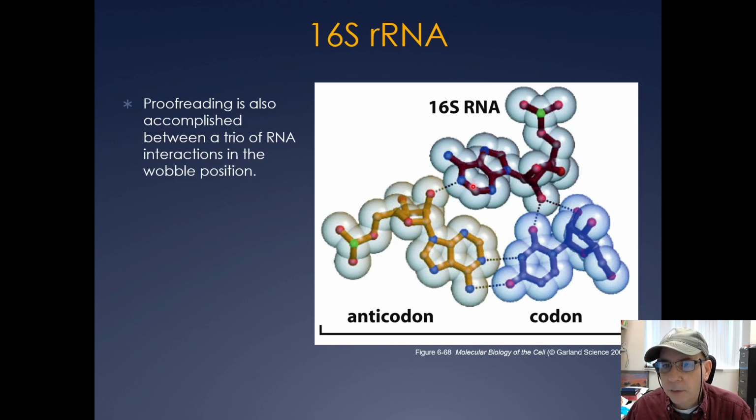and it also forms hydrogen bonds with the 16S ribosomal RNA. Okay, so the proofreading is actually accomplished by these three RNA interactions here between the mRNA, the tRNA, and the 16S ribosomal RNA.